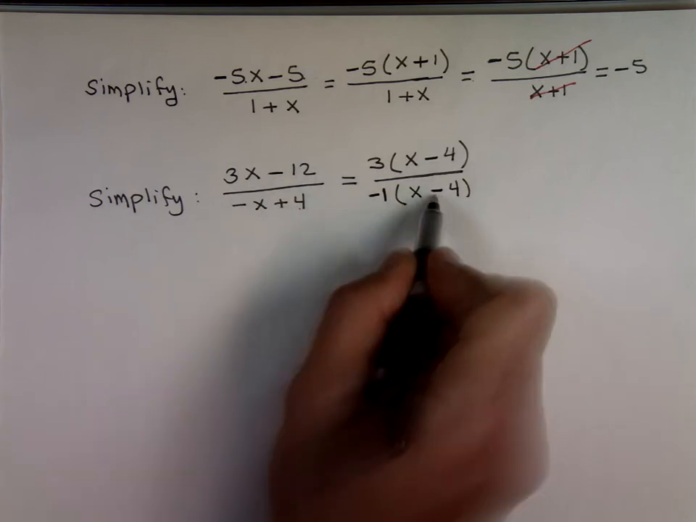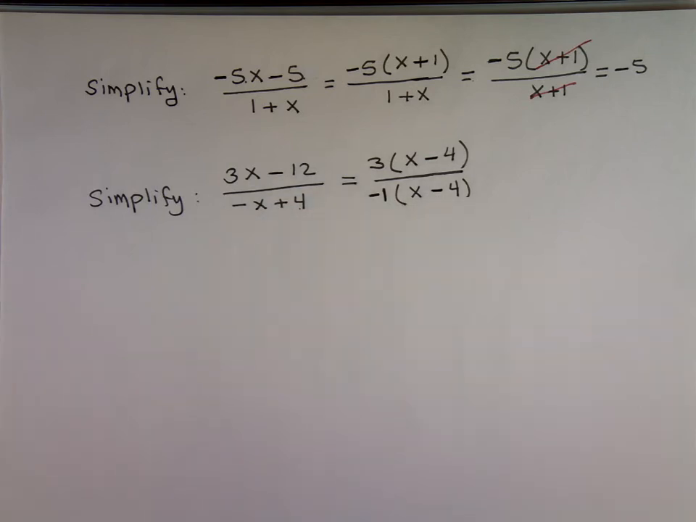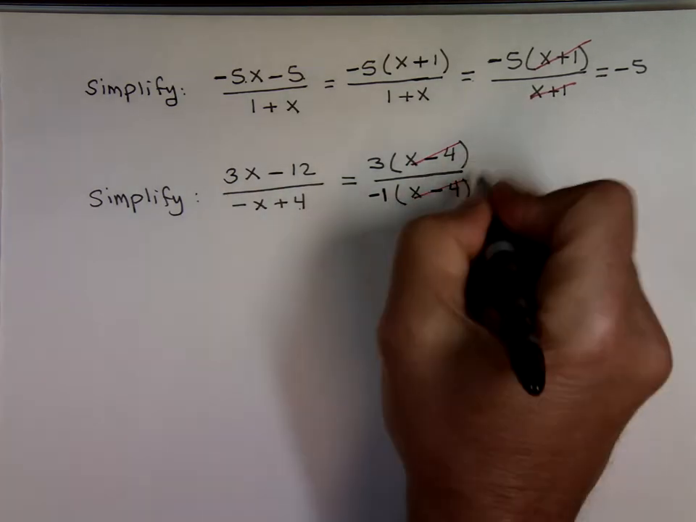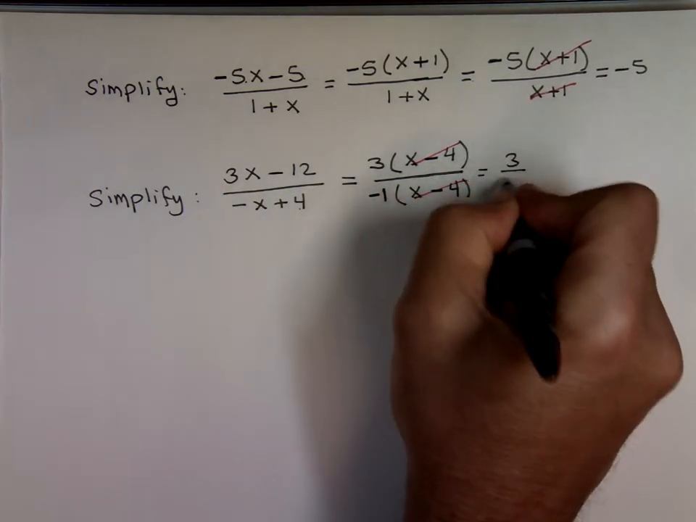And you can see there's x minus 4 in both of them. That is 3 over negative 1, and 3 divided by negative 1 is negative 3.